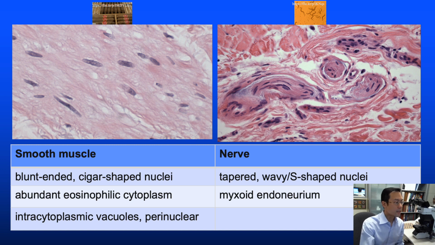In addition, smooth muscle cells often have intracytoplasmic vacuoles that are often characteristically located perinuclear. So this would be probably the first one that I'm seeing right here, these empty vacuoles right at the tip of a longitudinally sectioned spindle cell nucleus. Here's some that are a little bit more off-center, and sometimes they're just sitting right there, not clearly associated with the nucleus. But these vacuoles are typical of smooth muscle.